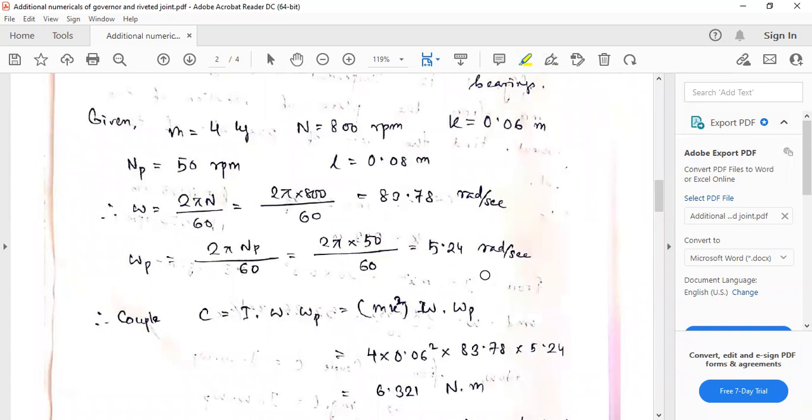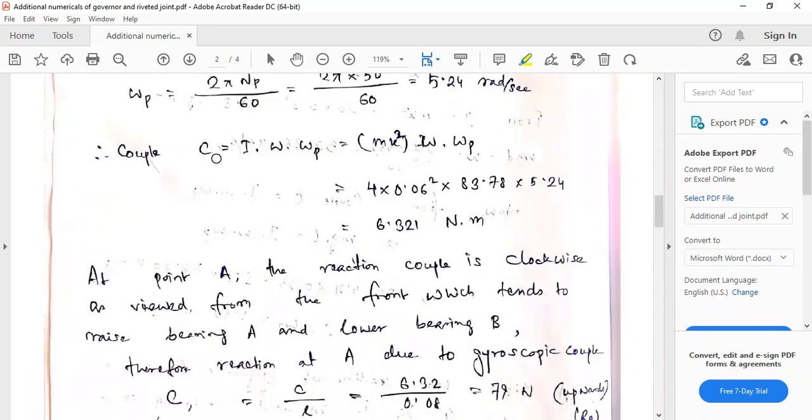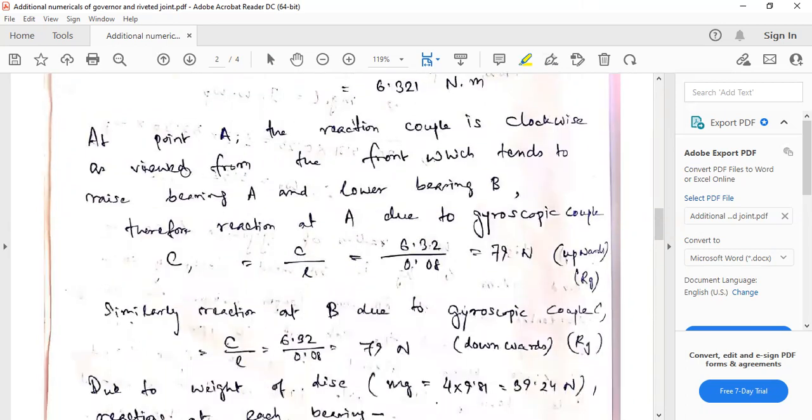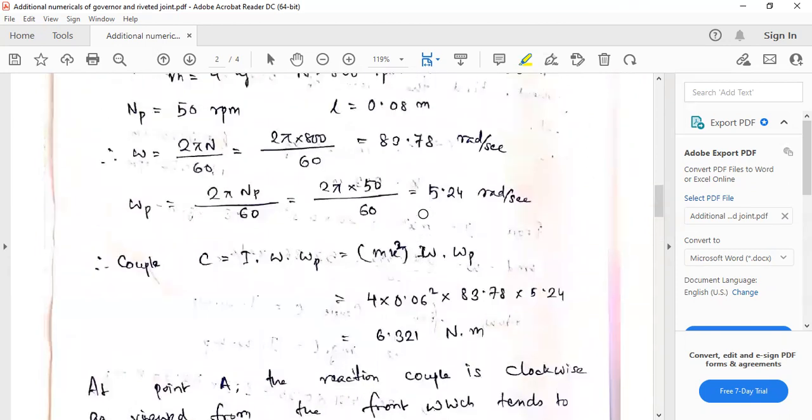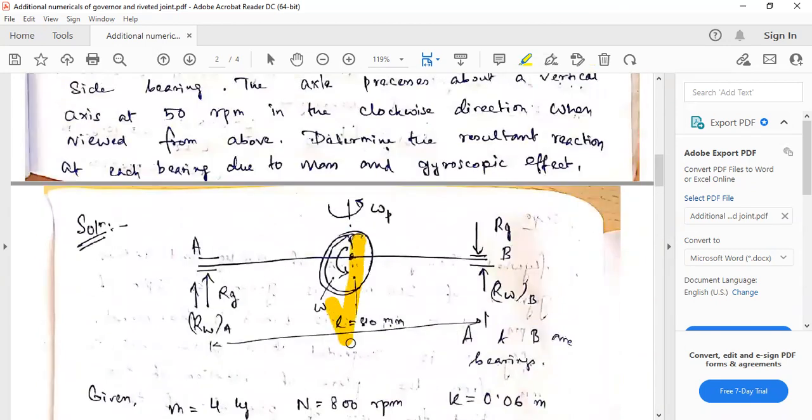Now we can find the couple from this equation: I omega omega p, which is equal to mk square into omega into omega p. M is 4 kg, k is 0.06 squared, multiplied by the omega and omega p values. We have got this couple. We can observe that at point A, the reaction couple is clockwise as viewed from the front. Because of this part, there is a couple formation like this, or you can say that this force is downward and this force is upward.